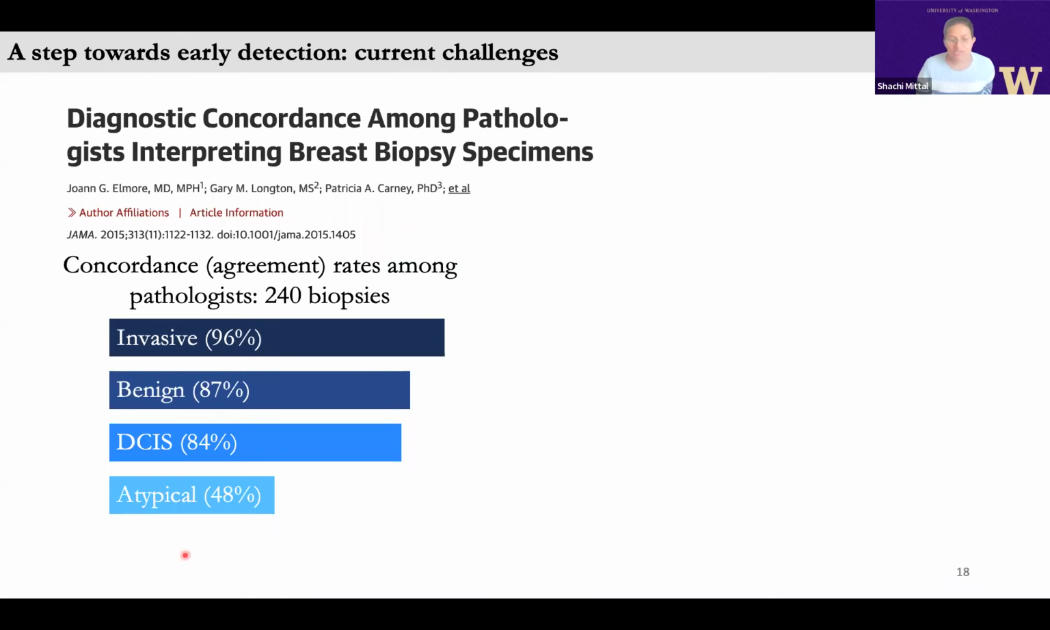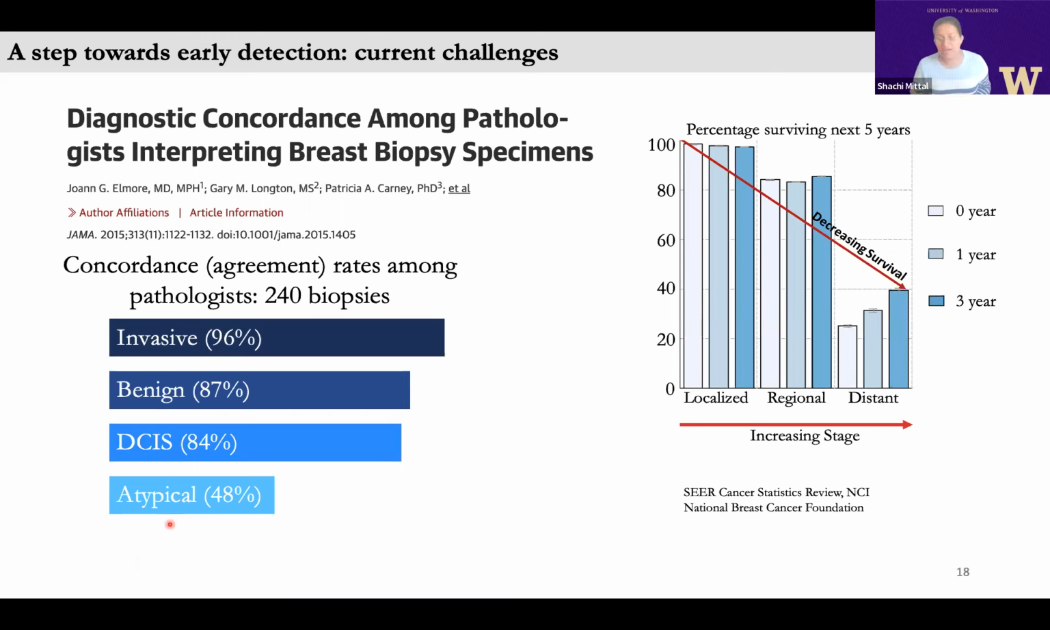And atypical, which is not cancer, but 8 to 10-fold higher risk of developing cancer, the percentage agreement was worse than flipping a coin. So this really suggests that we really need to intervene with assistive technologies in this space, because if we look at the survival curves, they follow a completely opposite trend, where the 5-year survival rate at advanced stage disease is very low, but is 100% at early stage disease.